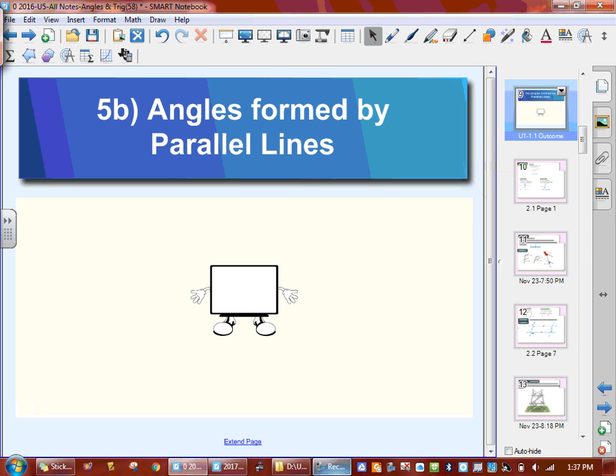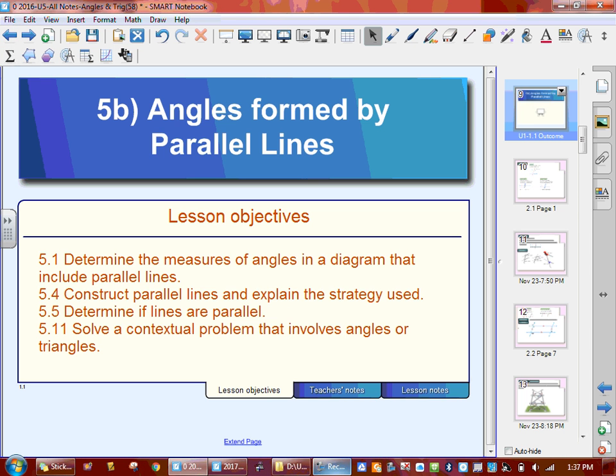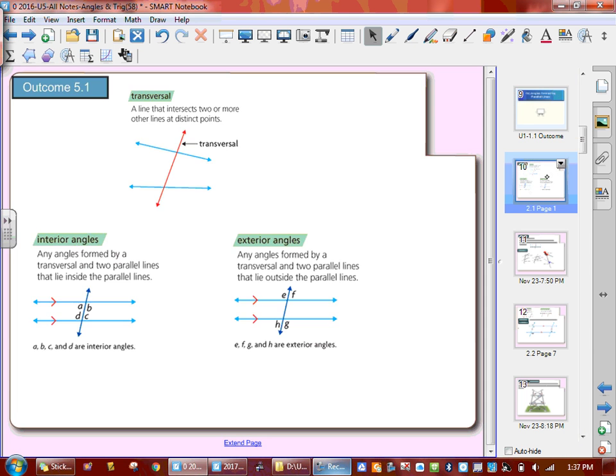Okay, welcome to Lesson B. We're going to talk about the angles formed by parallel lines and the parallel line rules, because we have rules we use with parallel lines. So let's get started here.